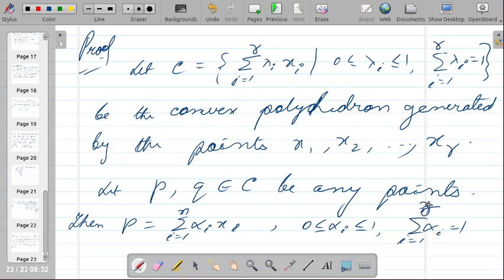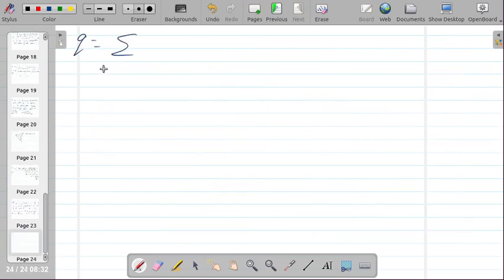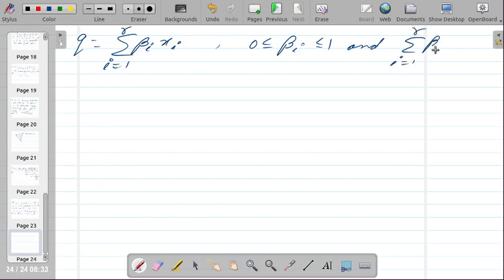So p will look something like this, because p is a convex combination of the points x1, x2 up to xr. Similarly q also will be equal to summation i goes from 1 to r beta i xi, where 0 less than or equal to beta i less than or equal to 1, and summation i goes from 1 to r beta i is equal to 1. This will be required. So let us take 0 less than or equal to lambda less than or equal to 1. I have to show that lambda p plus 1 minus lambda q is an element inside the set C.